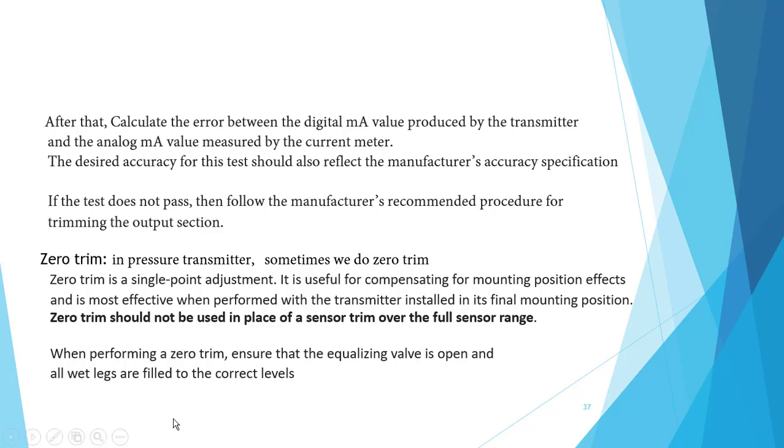Then you push the button, go to the zero trim, and check the zero trim. When performing the zero trim, make sure the equalizer valve is open and all wet legs are filled to the correct level. Okay. Before, in the foundation feedback, we talked about how to do zero trim, how to connect, how to equalize the valve, how to open and close.